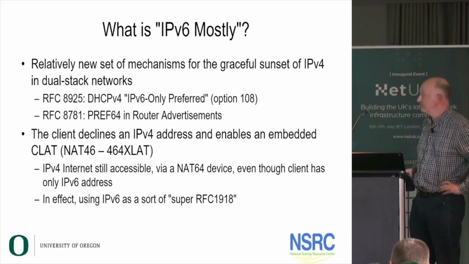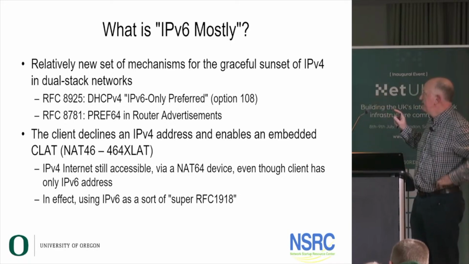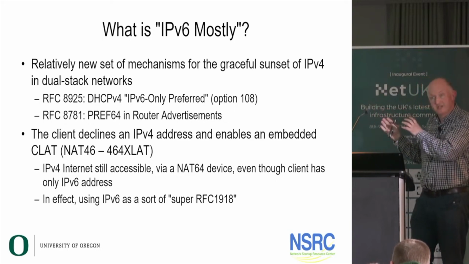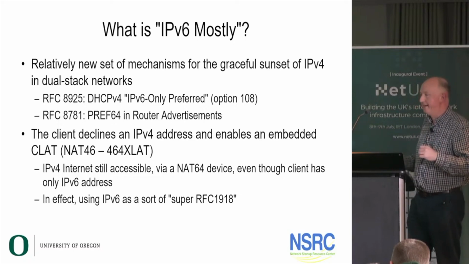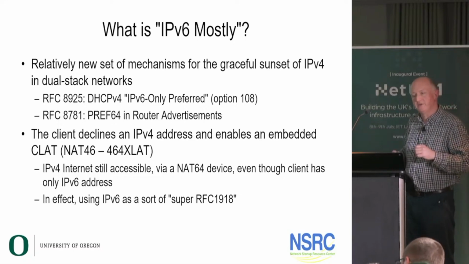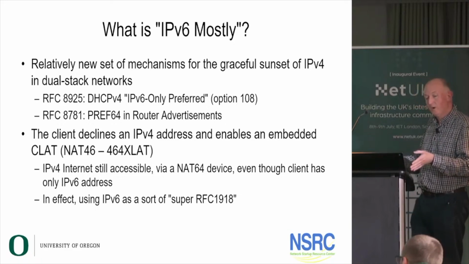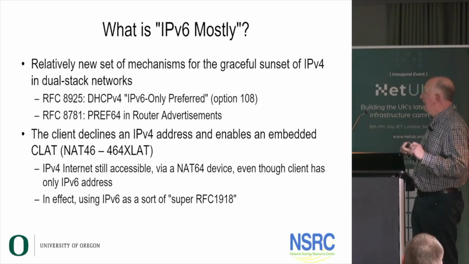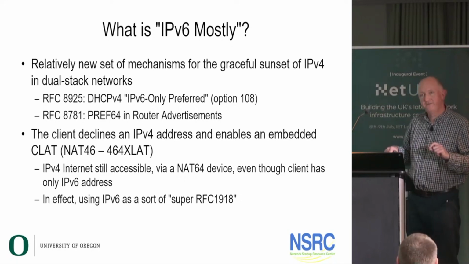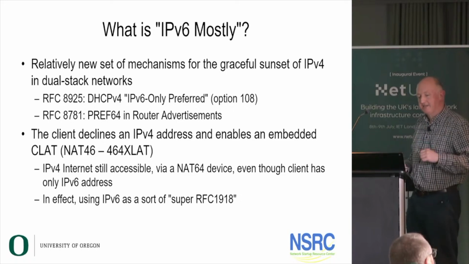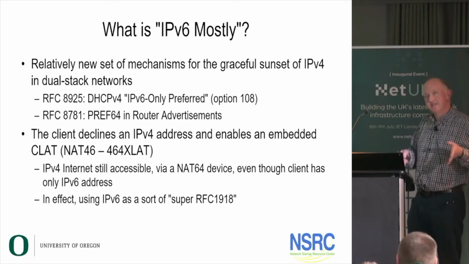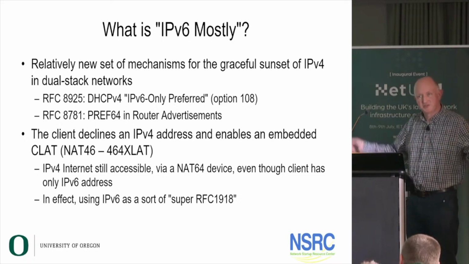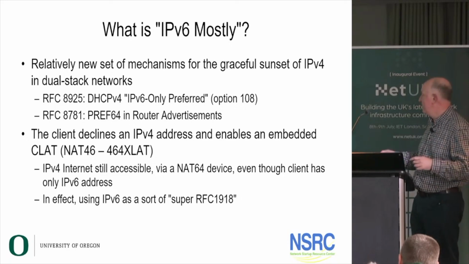So with these two mechanisms, the client can come online from the network and say, I'm happy to run v6 only by requesting option 108. And if the DHCP server responds with option 108 and says, yes, you can run v6 only if you want, then the client declines to pick up a v4 address at all and is running pure v6. And if the client also gets this PREF64, then it can configure its CLAT and it can access the IPv4 Internet. So you're on a pure v6 network at that point, still having full access to the v4 Internet. Effectively, your v6 network is like a super RFC 1918. You can reach the Internet through that.